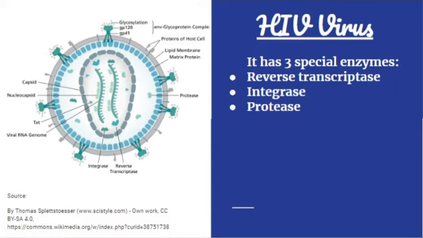The second enzyme is integrase. Integrase is the enzyme that inserts the DNA of HIV virus into the DNA of the host cell, the second step. The third enzyme is the protease. Protease cuts up the larger precursor proteins into smaller proteins. These smaller proteins combine with HIV's genetic material to form a new virus.